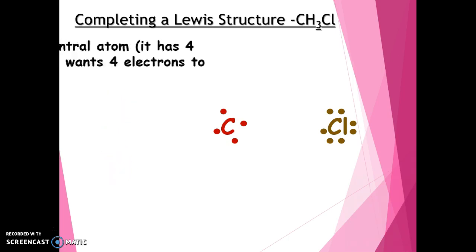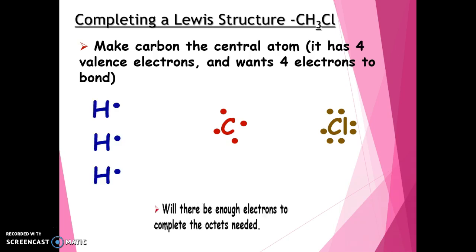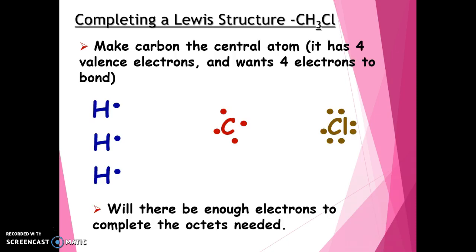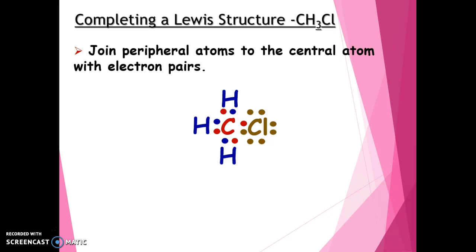So next, we're going to start making carbon the central. Oh, this is out of order. Okay. So the question is, will there be enough electrons to complete the octets needed? Well, let's see. So join the peripheral atoms to the central. Here we go. There's hydrogen, hydrogen 2, hydrogen 3, and there is the chlorine.